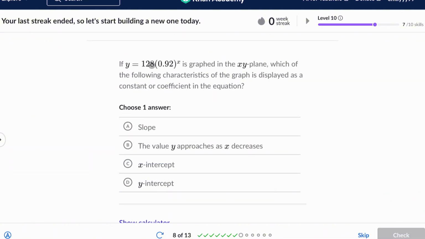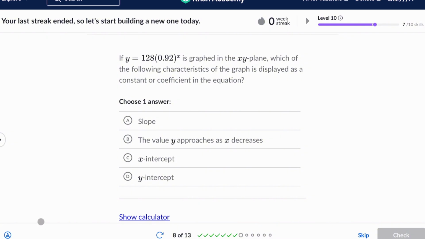So our answer should be 450. If y equals 128 times 0.92 to the power of x is graphed in the xy-plane, which of the following characteristics of the graph is displayed as a constant or coefficient in the equation?